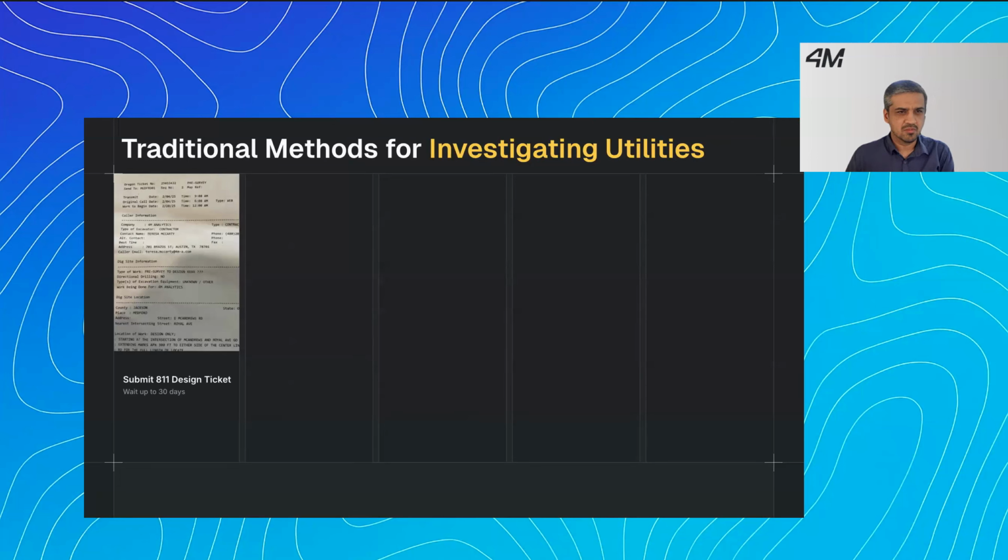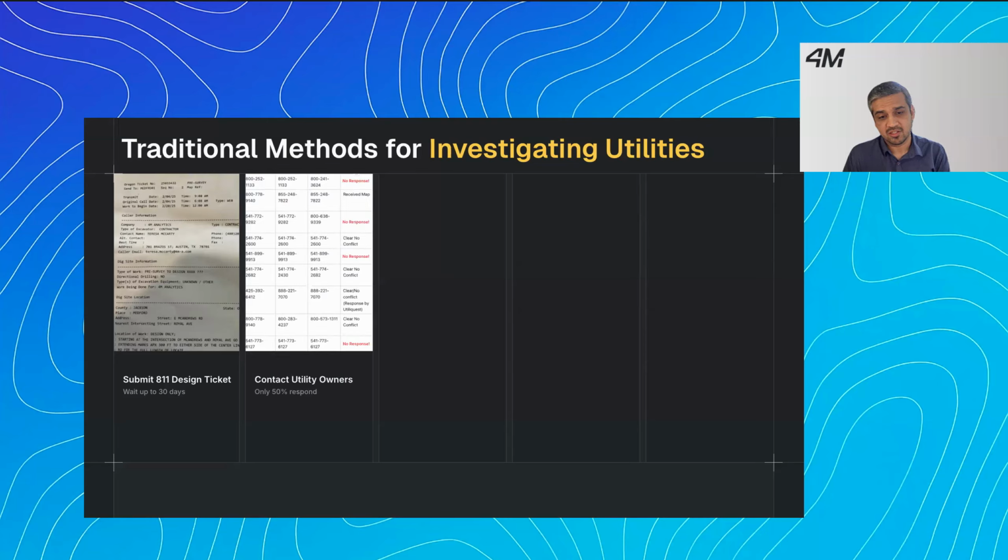So now let's look at the traditional way of investigating utilities, right? If you're designing a project, you want to know which utilities are present within a particular area of interest. Usually you will submit a ticket in the 811 system. That ticket could be a design ticket if 811 supports it. If it doesn't support it, you have to submit literally a dig ticket. What happens next is you will get some response from the utility owners. If it is a design ticket, it might be lower on utility owners' priority, so there might be a situation where you don't get any response.